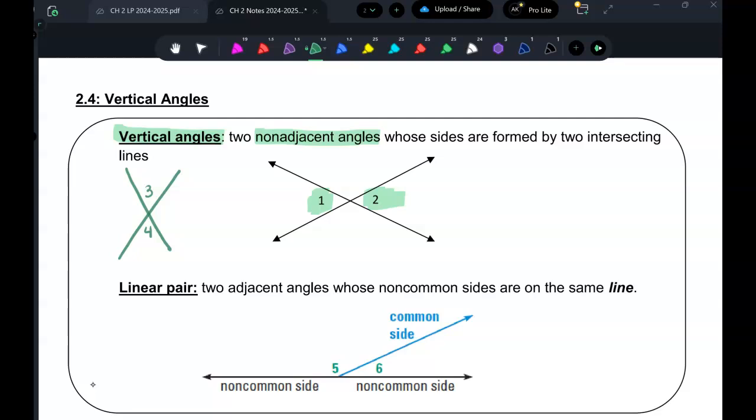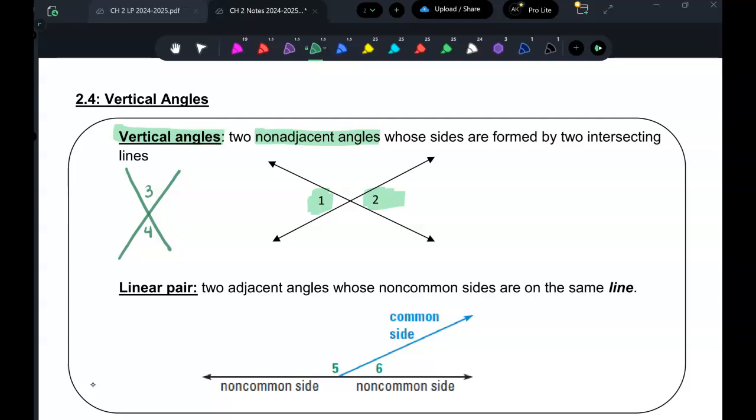Okay, so adjacent would be if they are next to each other. Let's say I make intersecting lines. You see 5 and 6? Those are next to each other. So 5 and 6 on the board are not vertical angles. They're adjacent. These are not vertical. They are adjacent angles. Oh, my back. You see the difference between the two? Vertical angles, adjacent angles. Good?